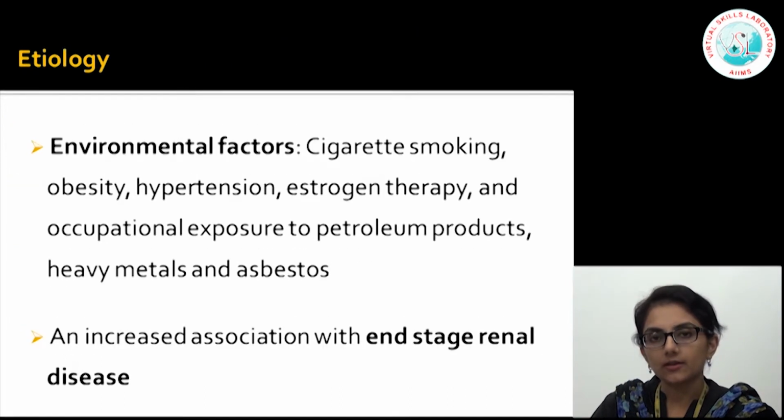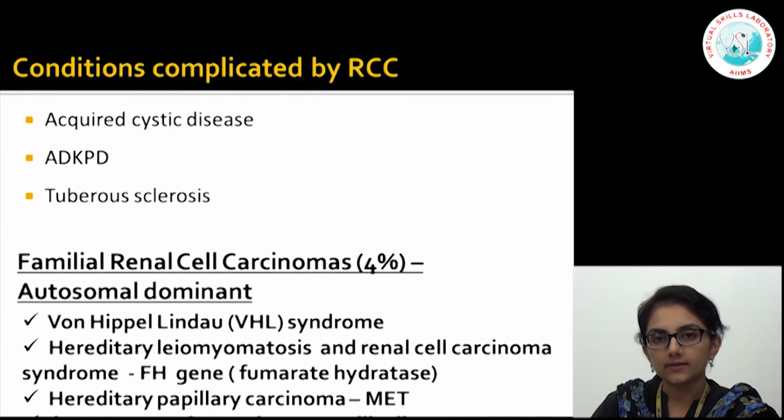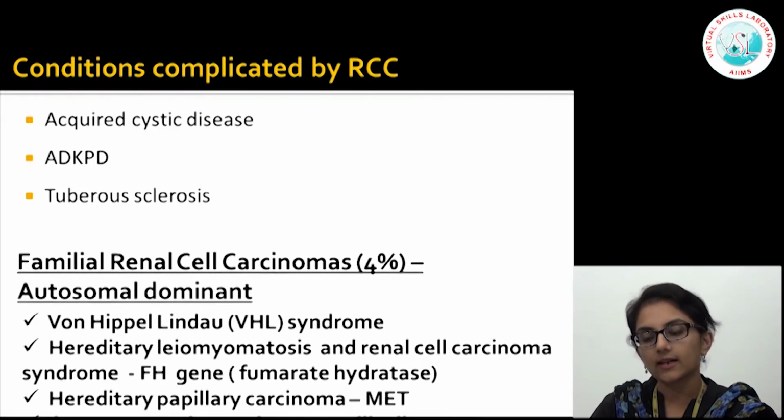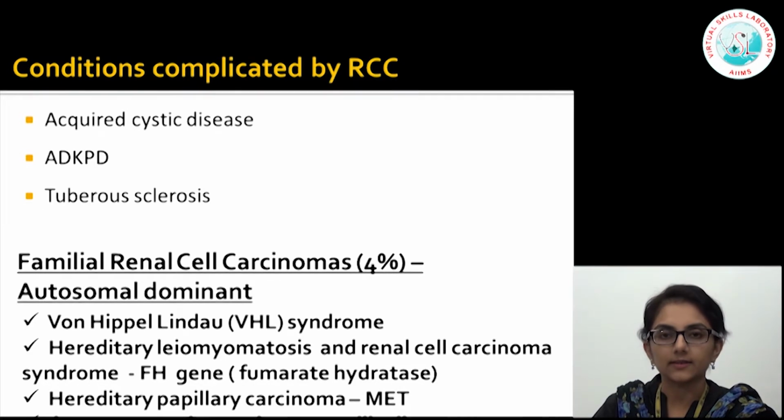In terms of etiology, there are a large number of environmental factors, including cigarette smoking, unopposed estrogen therapy, exposure to petroleum products and heavy metals including asbestos, and also an increased association with end-stage renal disease. Acquired cystic disease, which tends to occur in patients on chronic dialysis because of chronic kidney disease, is another condition complicated by RCC. Also, some cases of autosomal dominant polycystic kidney disease and tuberous sclerosis are known to develop renal cell carcinomas. Most RCCs remain sporadic, approximately 96%, but in 4% of patients there is a familial tendency, which is usually inherited as an autosomal dominant disease.